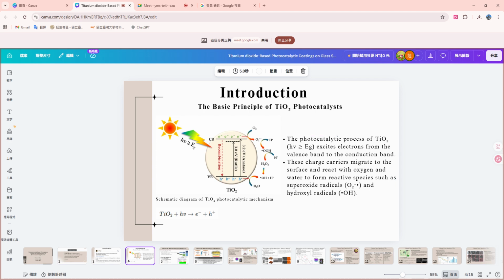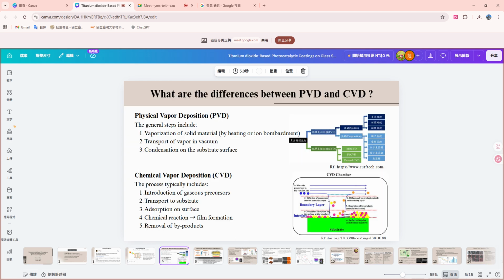The main challenge is that electron-hole recombination reduces photocatalytic efficiency, and therefore deposition structures that reduce the recombination are extremely important. And then I will talk about the differences between PVD and CVD.